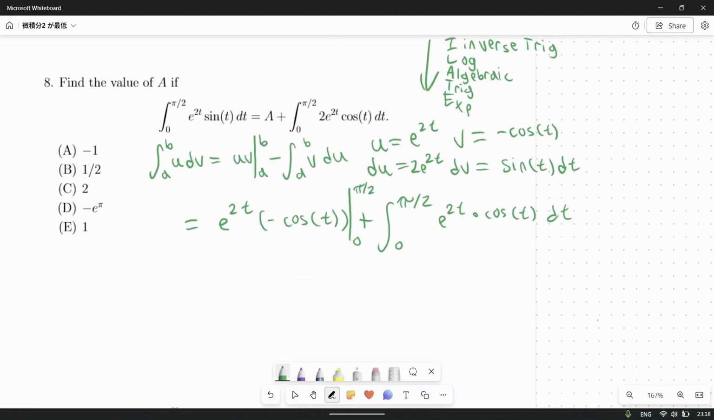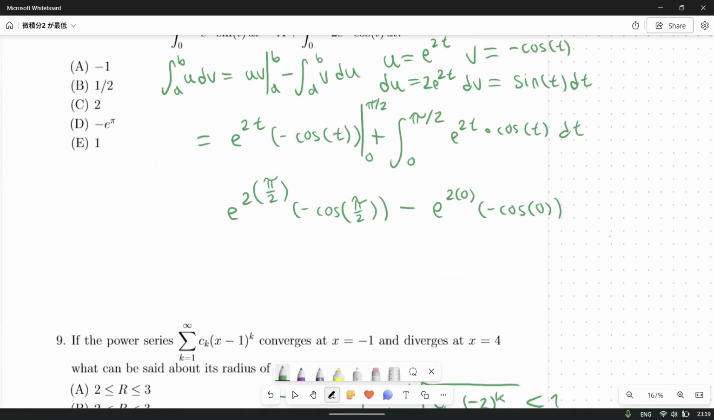So now that I've written it like this, you can clearly see how this expression is going to take the form of this. And to find a, all we have to do is just evaluate this. We don't even have to compute this entire integral. We just have to figure out what this is. And so when we do that, you should end up with an expression of e to the 2 times pi over 2 times negative cosine of pi over 2, minus e to the 2 times 0 times negative cosine of 0.